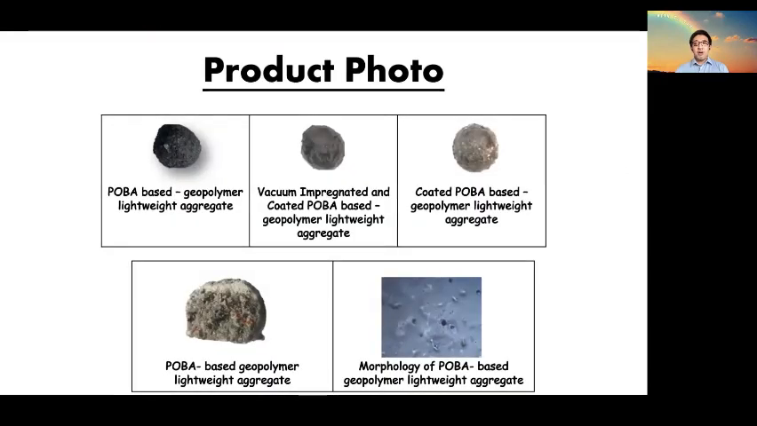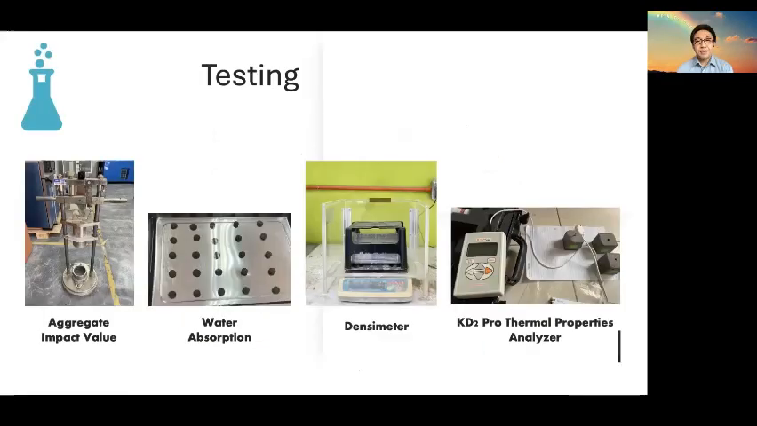This is a product photo of 3 types of samples. At first, this is the control sample, and the second and third are the modified methods, using vacuum impregnation and the coating method. Some tests have been carried out to determine the properties of POBA-based geopolymer lightweight aggregate. The tests are aggregate impact value, water absorption, the densimeter to determine the specific gravity, and the K2 Pro thermal properties analyzer to determine the thermal conductivity of the aggregate.